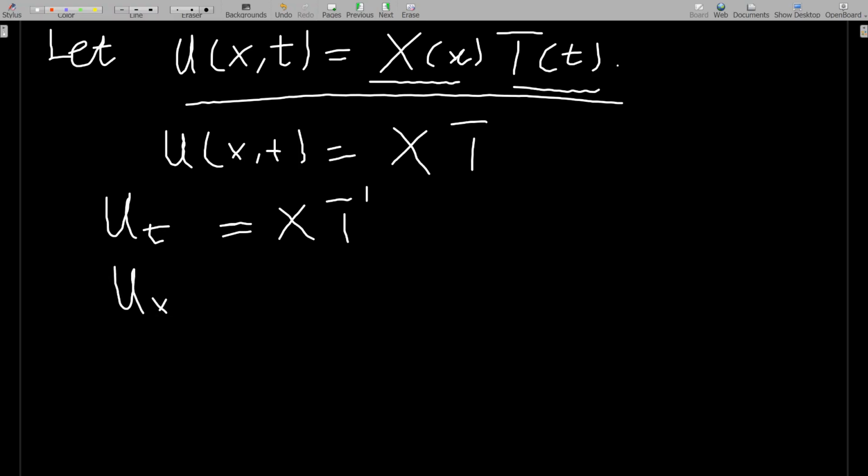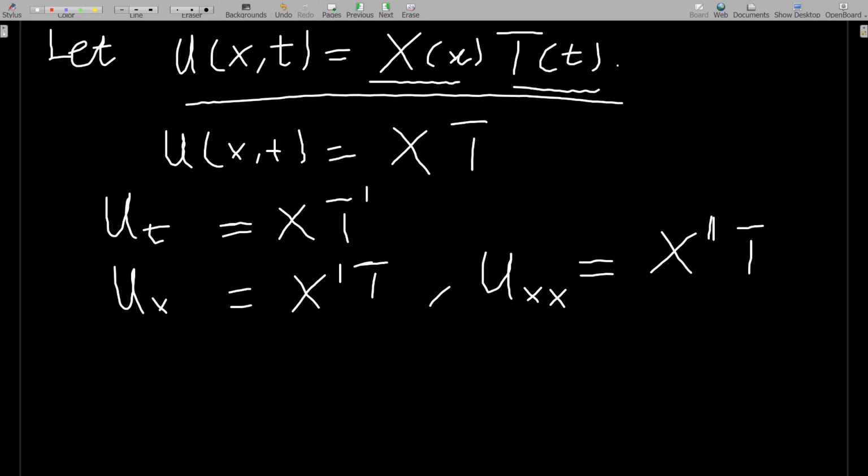And ux, let me first start with the ux. It will be X prime T, because T is a function of only time, and it will behave as a constant. So we'll differentiate the X, which is a function of x. And uxx will be obtained by differentiating this two times. So when you go to the heat equation, ut equals k uxx, it will then give us something like this.